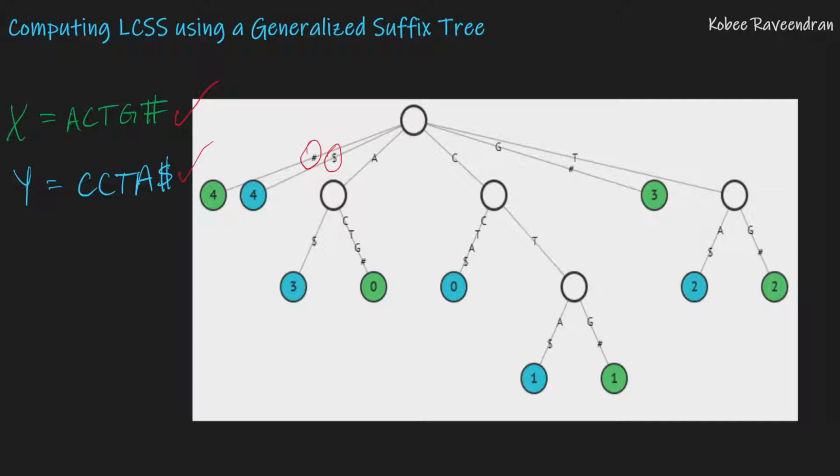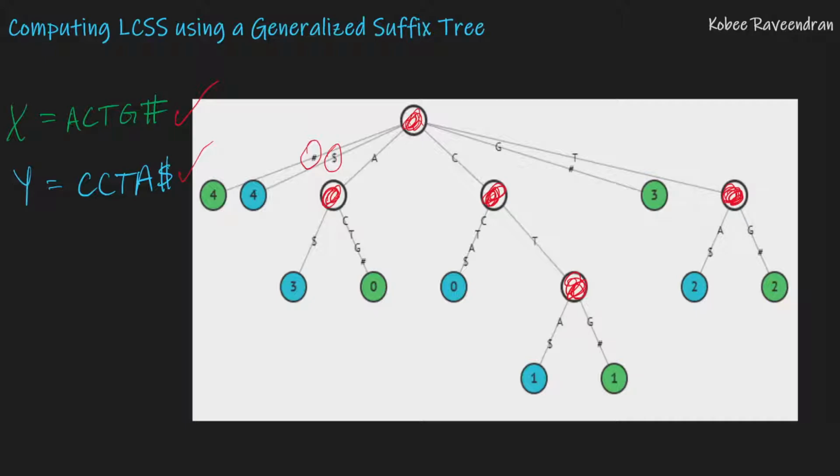Anyway, in order to go about finding the LCSS, what we first have to do is find pretty much all the common substrings between them. And the way we do that is by identifying all the internal nodes, so all the non-leaf nodes, that have both a blue and a green leaf somewhere in their subtrees. So if I just were to color all of those nodes in, that'd be this, this, this, this, and this.